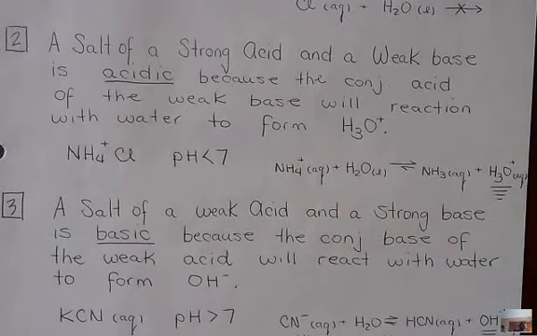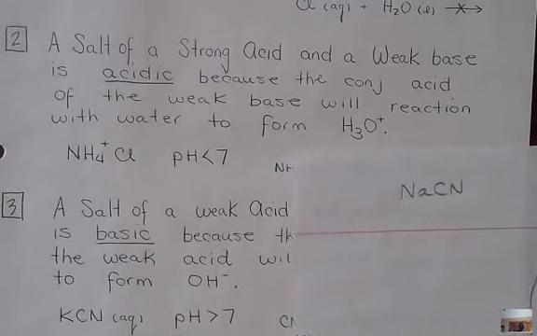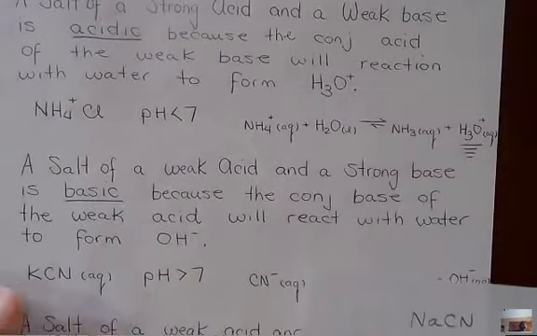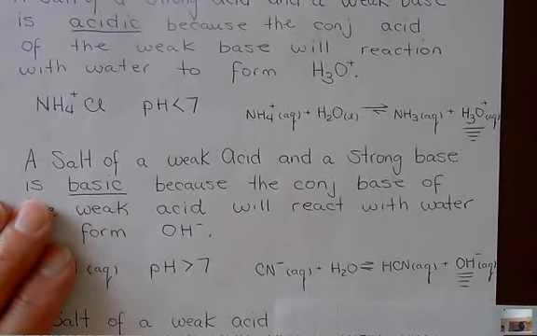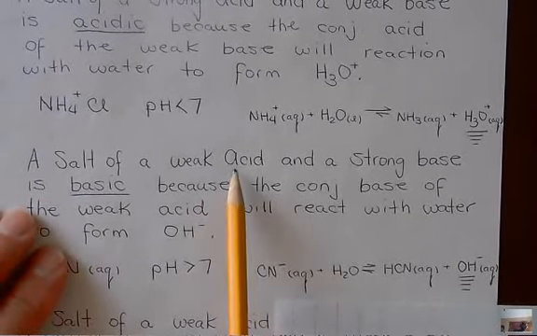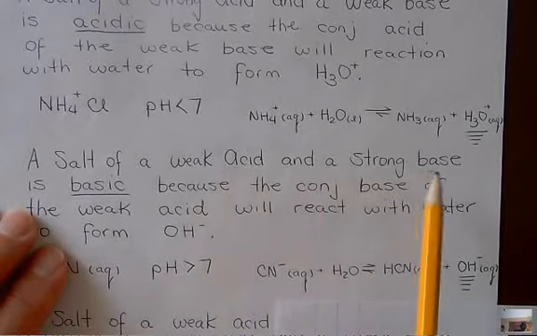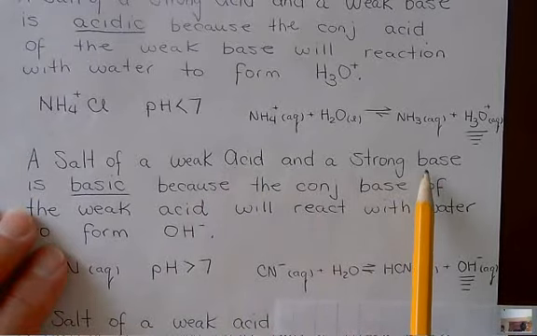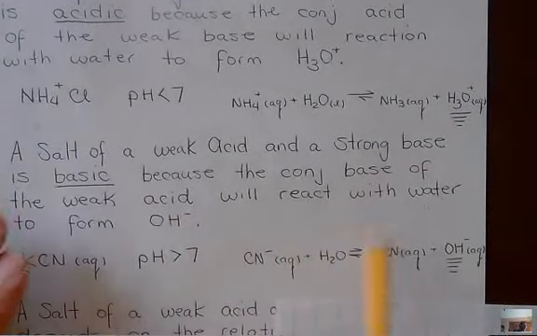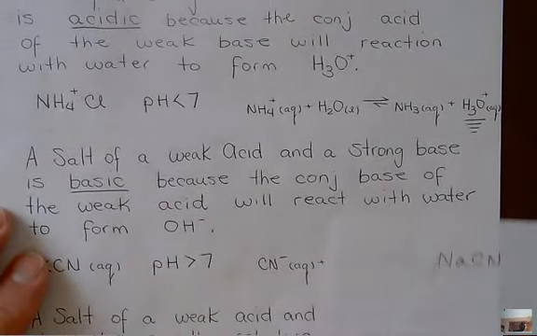Okay, let's do the other example. This one here. What would happen if I put sodium cyanide into solution? Okay, well, let's read it first. The salt of a weak acid and a strong base is basic. So if the acid is weak and the base is strong, whichever one is strong, it'll be basic for the opposite reason. Okay, because the conjugate base of a weak acid will react with water to form hydroxide ions.